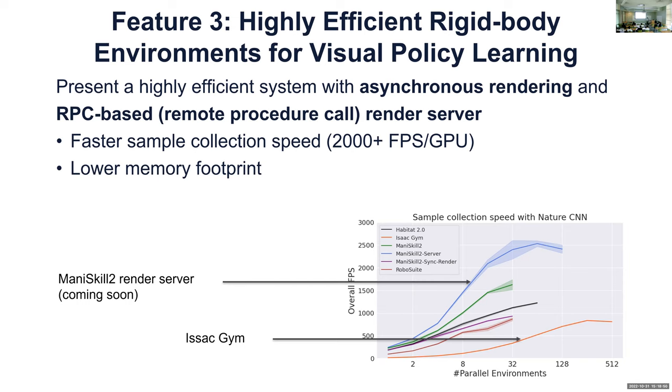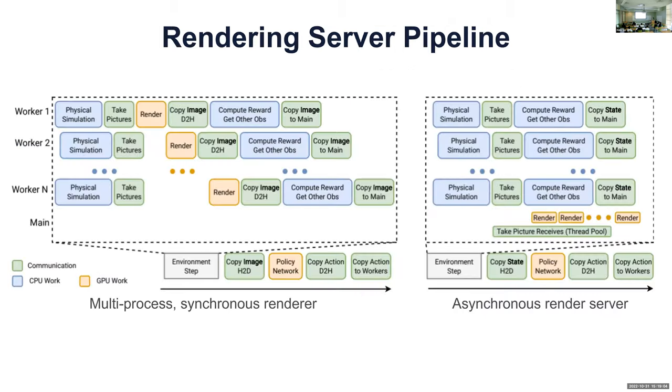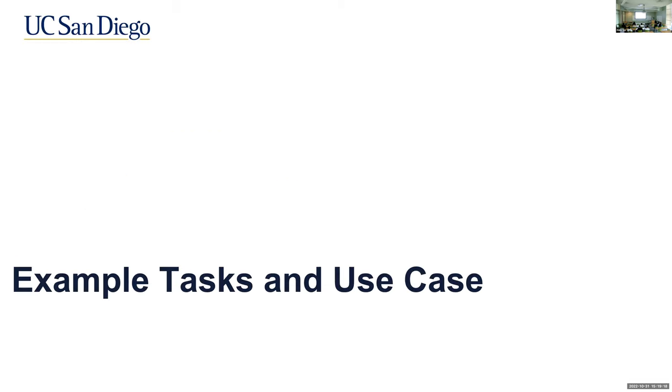If you compare with other communities, like Isaac Gym or Habitat, you see that we actually have a much faster system if you consider visual policy learning. Here is the asynchronized render server. The key idea is to minimize the idle time for the CPU and the GPU. With some careful software engineering, this is achievable.